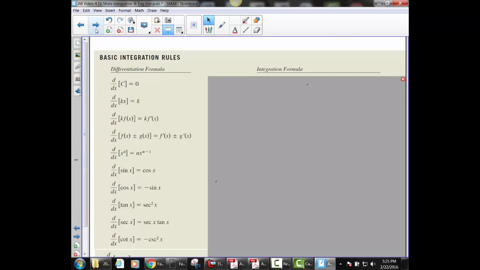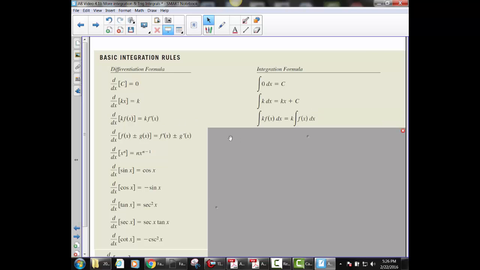Okay? All right, so here's your basic integration rules one more time. Since the derivative of c is 0, the integral of 0 dx is an arbitrary constant c. Since the derivative of k times x, of course, k is a constant, is k, then the integral of k dx is kx plus c. Here you can pull out the constant when you're taking the derivative of a constant times a function. You can do the same thing with integration. If you have a constant, not a variable, but a constant, you can pull it out.